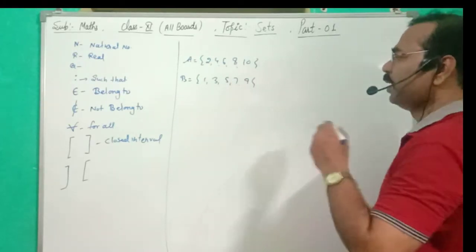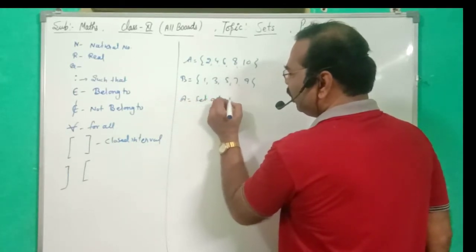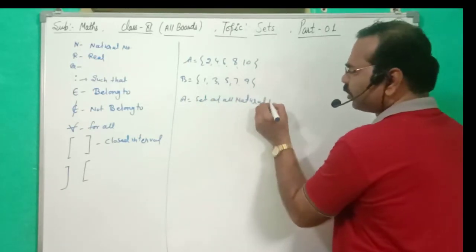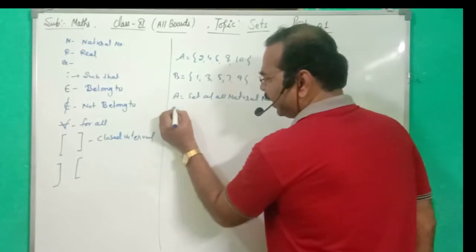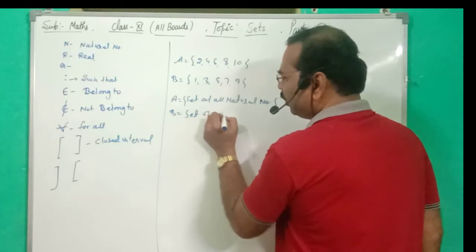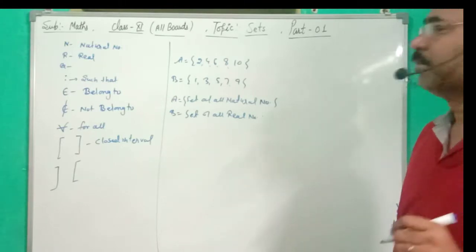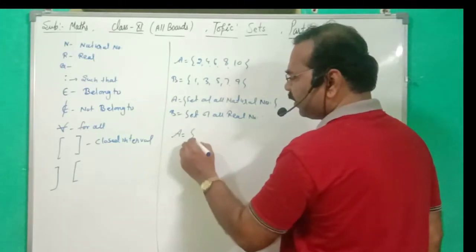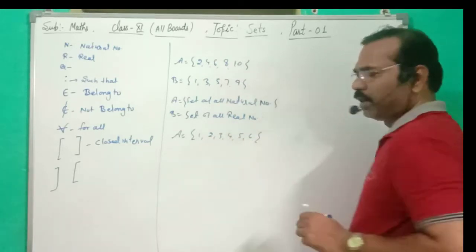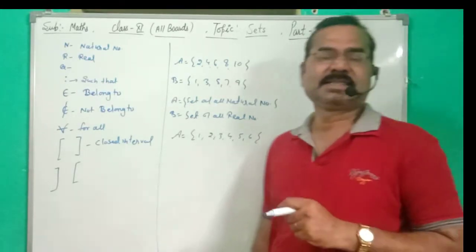Now students, we say that A is a set of all natural numbers, or a set of all real numbers. That is called a set. Here we take an example. Suppose A equals 1, 2, 3, 4, 5, 6. That is the set of natural numbers less than or equal to 6.